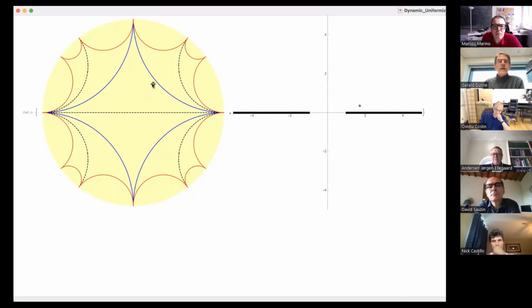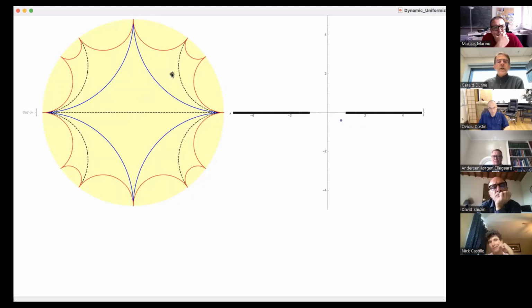I approach the cut, which is the edge of the first sheet, and now I cross onto the next sheet, and now I have a choice. I can go this way or this way. The dashed line represents the line in between the 2 branch points here.